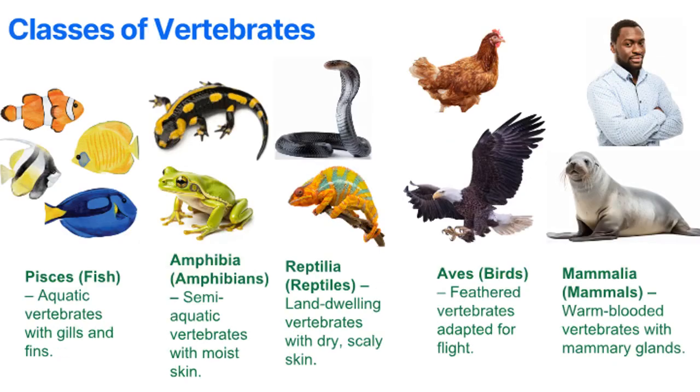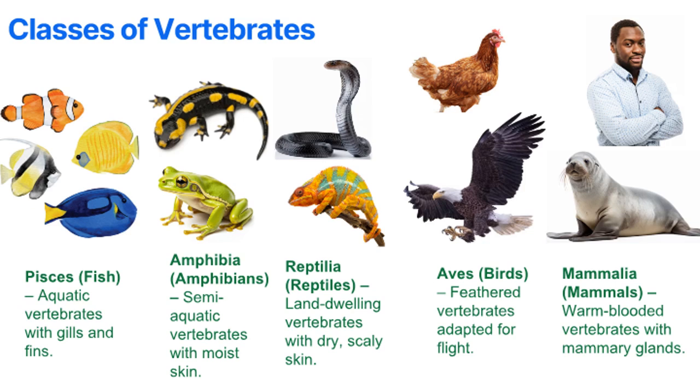Vertebrates are classified into 5 major classes based on their characteristics and habitats. These are Pisces, amphibians, reptiles, aves, and mammals. Pisces, or fish, are aquatic vertebrates with gills and fins.